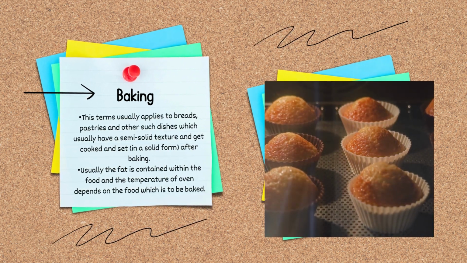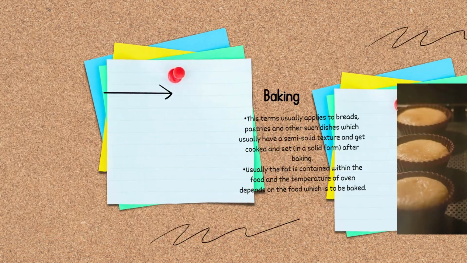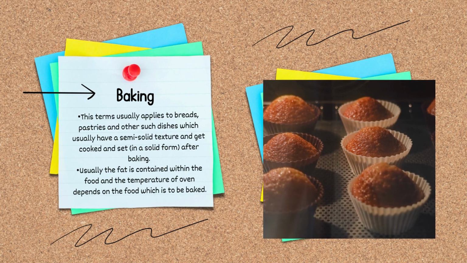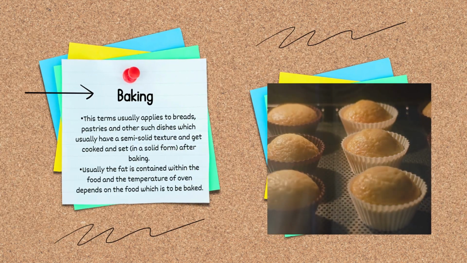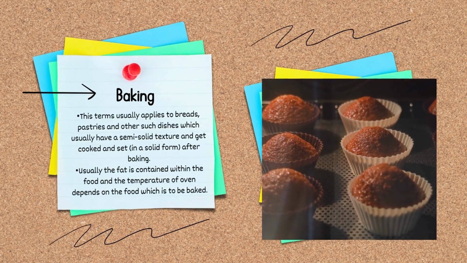In dry heat methods, we will talk about baking. This term usually applies to bread, pastries, and other such dishes which usually have a semi-solid texture and get cooked and set after baking. Usually, the fat is contained within the food and the temperature of the oven depends on the food which is to be baked.